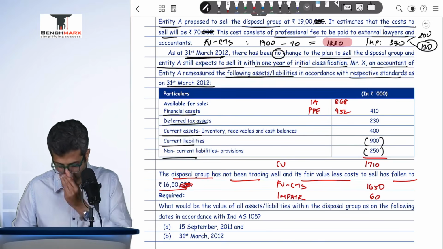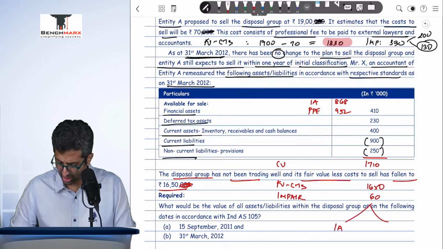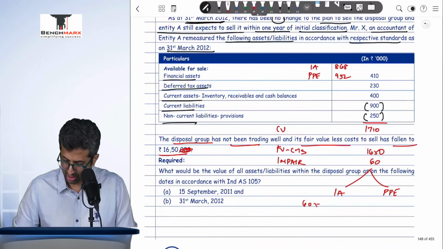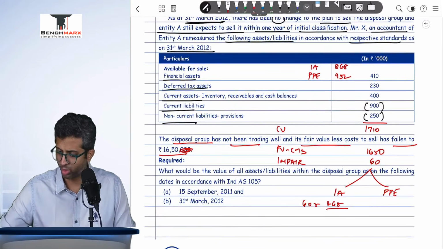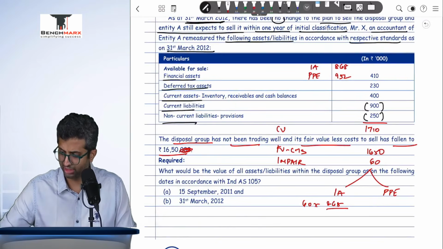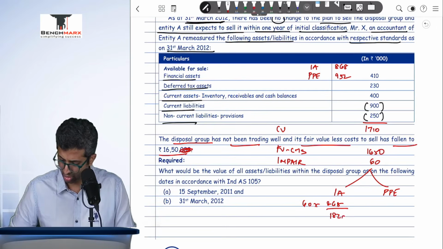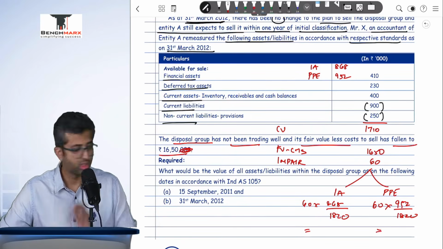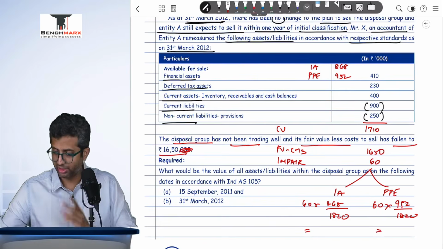And this 60 will be attributable to the intangible assets as well as to PP in the ratio of 60 upon, what is that? 868 and 952, that is 1820, and 60 into 952 upon 1820. Are we clear with this?